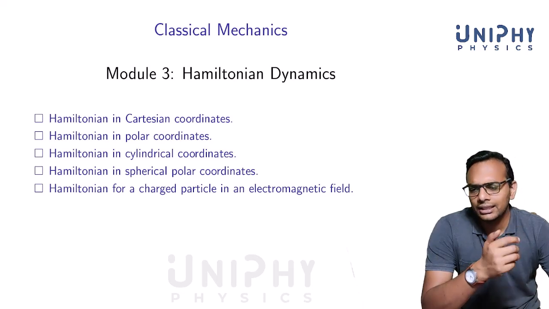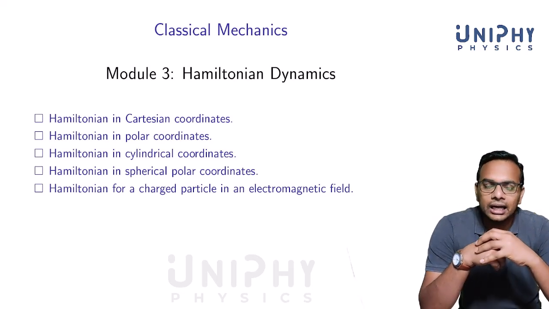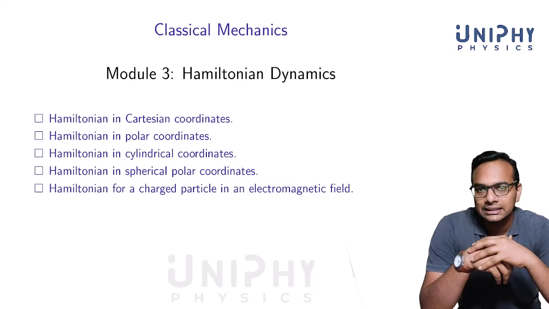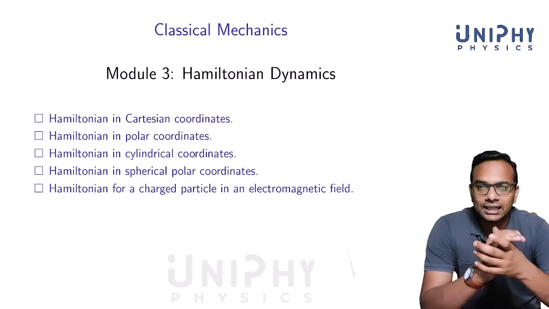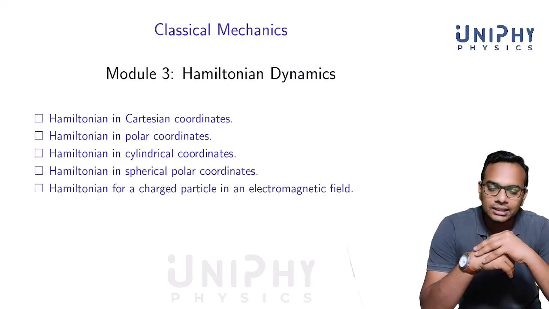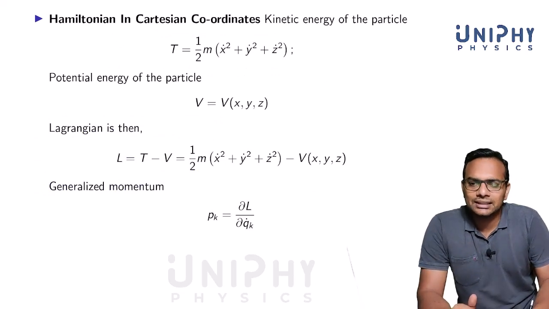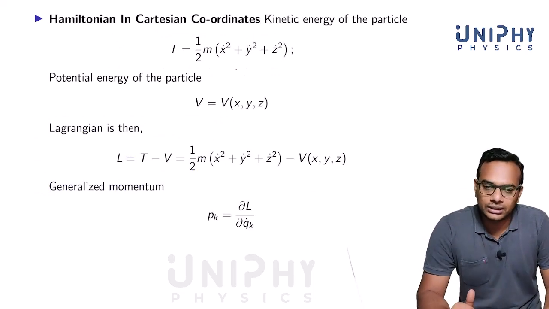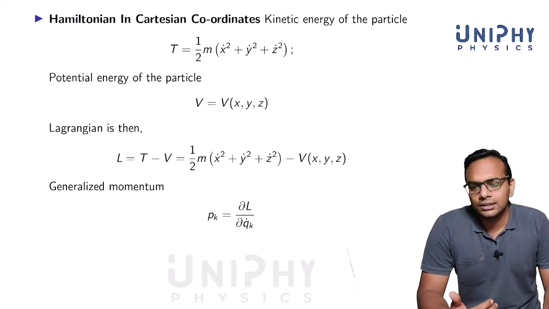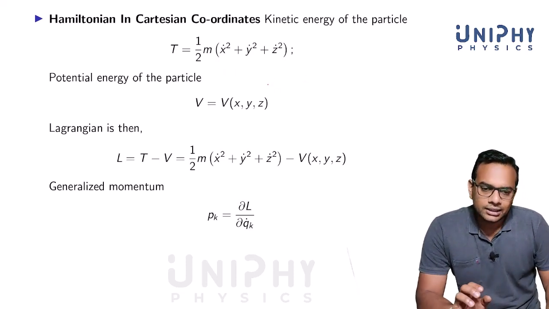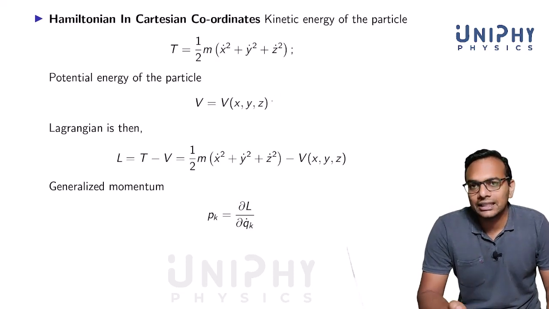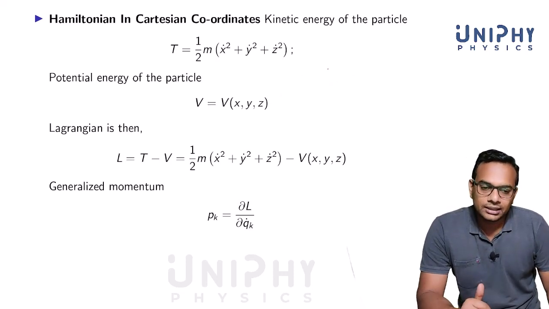Now in an examination, you might be asked to obtain the Hamiltonian of some system. They may give you the Lagrangian and then ask you to find the Hamiltonian. So let's do the simplest case, the Hamiltonian in Cartesian coordinates. Let's do it in the traditional, lengthy way first, and then I'll show you that this can be obtained just by the identification that the Hamiltonian is the total energy here.